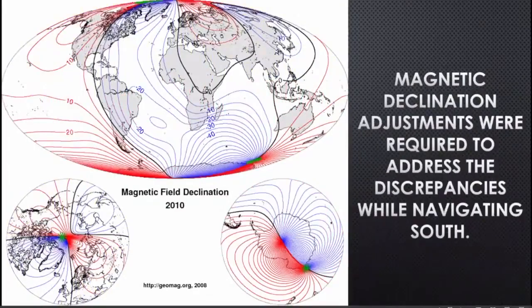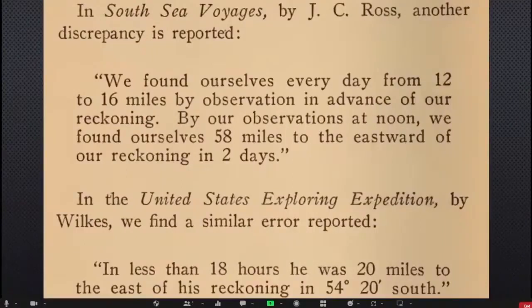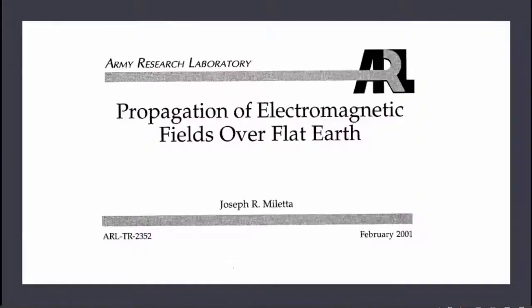All right. So here's some examples. They found themselves off 12 to 16 miles by observation every day. They were off 58 miles in 2 days. This is the United States exploring expedition, also off 20 miles in less than 18 hours. When they went south, it didn't work. That's actually evidence that the assumption of the sphere is incorrect.